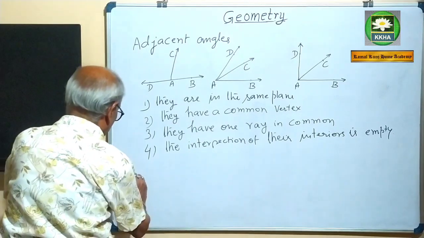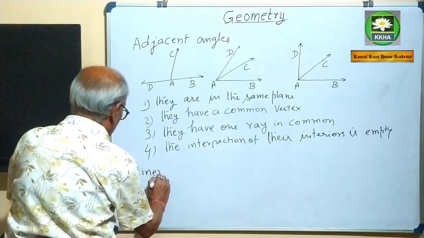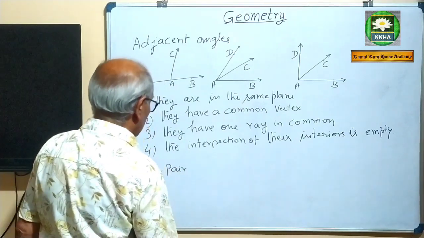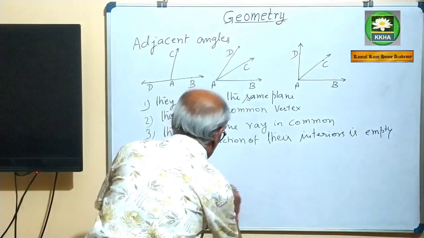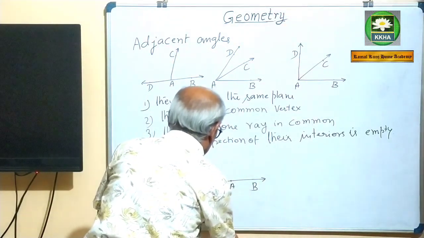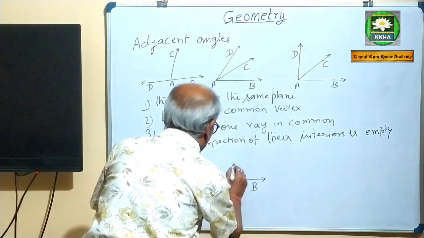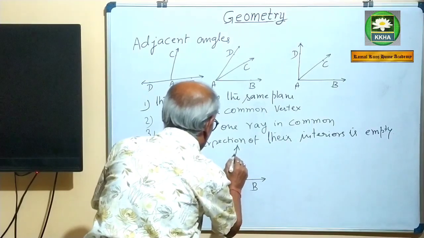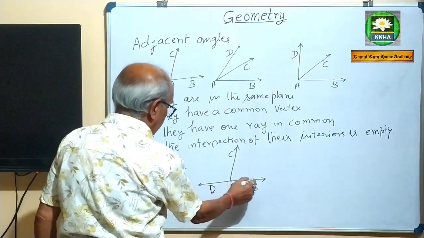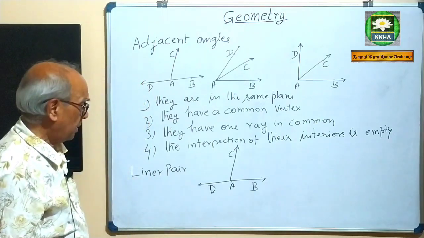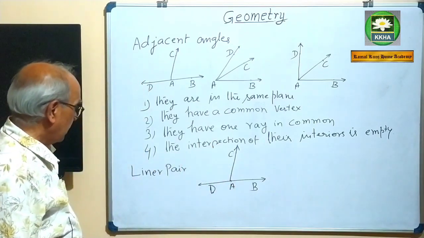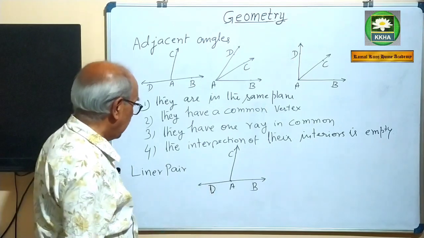What is a linear pair? AB and AD are opposite rays, and AC is any other ray. Then this forms a linear pair.